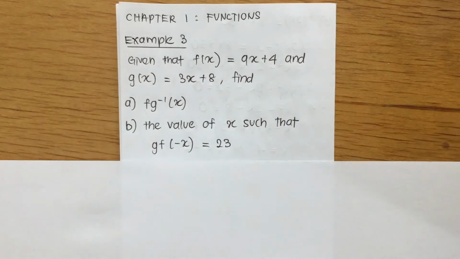Alright, let me read the question now. Given that f(x) equals 9x plus 4 and g(x) equals 3x plus 8, the question asks to find fg inverse x. So that's for question part A. For question part B, they ask to find the value of x such that gf(-x) equals 23.